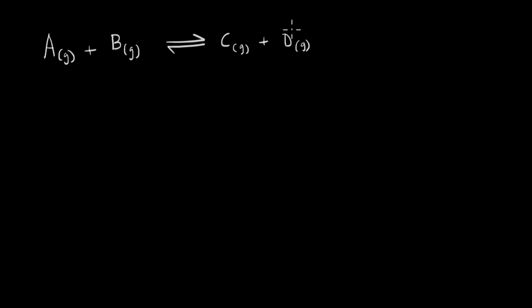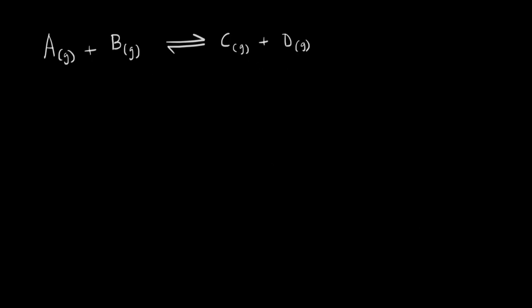Let's take a hypothetical reaction where A and B react to give C and D, and let's assume all of them are gases. For this reaction, what we want to know is what happens to the equilibrium when a catalyst is introduced. Does the equilibrium shift towards the reactants or the products, or does it not change?